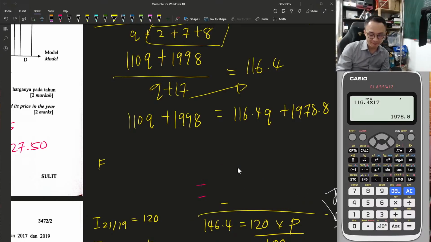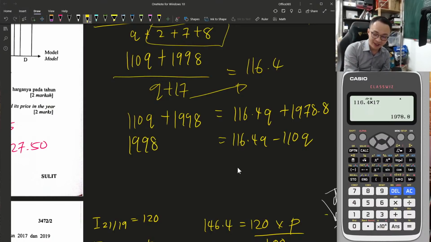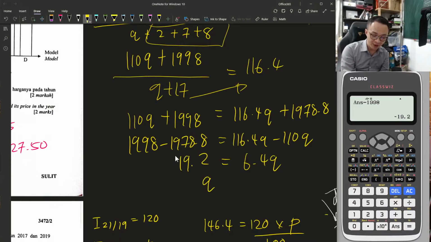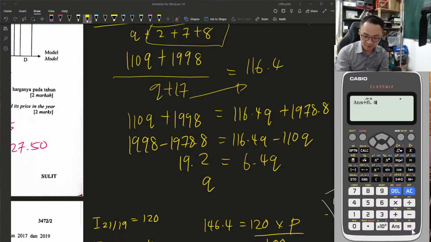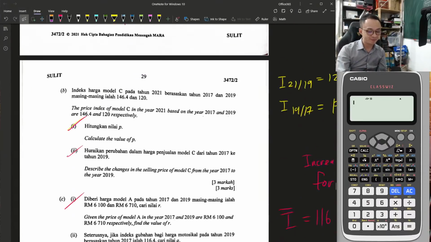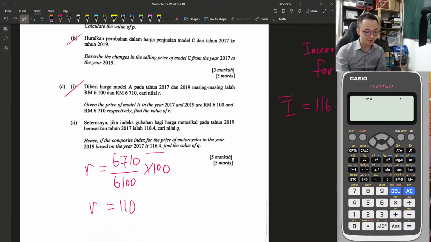Let me erase this thing. So this is 116.4Q minus 110Q. This is 1998 minus 1978.8. Okay, so this one is basically 6.4Q, isn't it? So this one minus 1998, so this one should be 19.2. Then my Q is divided by 6.4. 3. Okay, the negative 3 ignore because I want to do some shortcut. Alright, this is how we get the Q. Then we got the full mark over here. Okay, so yeah, 5 marks done.